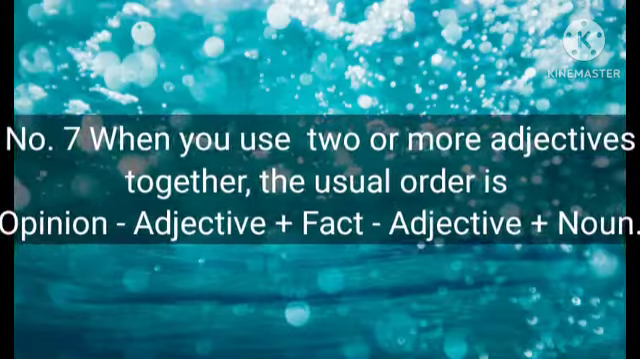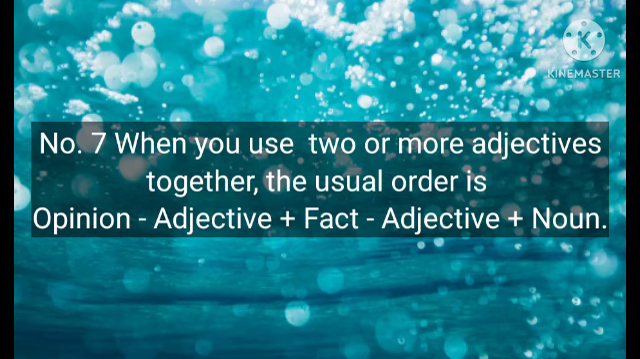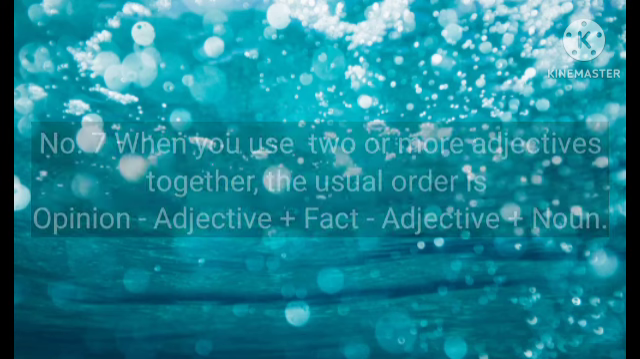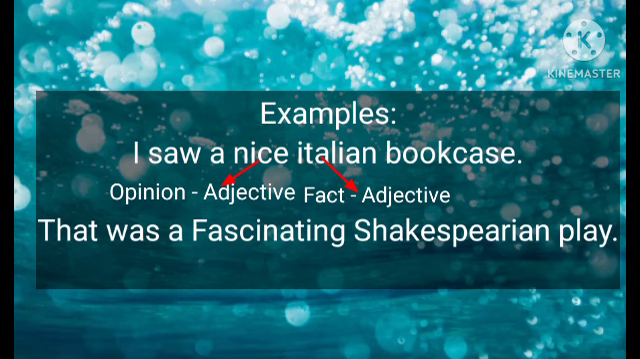Number 7. When you use 2 or more adjectives together, the usual order is opinion adjective, plus fact adjective, plus noun. For example, I saw a nice Italian bookcase. Our opinion adjective is nice, and our fact adjective is Italian. Second example, that was a fascinating Shakespearean play. Our opinion adjective is fascinating. Fact adjective is Shakespearean.